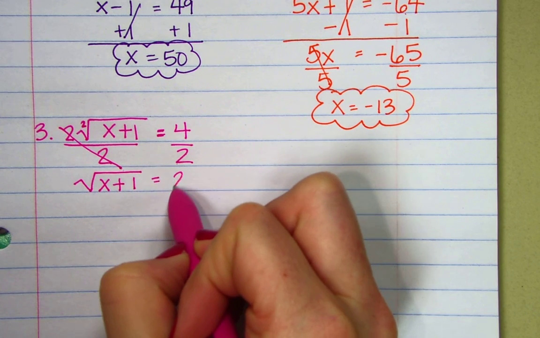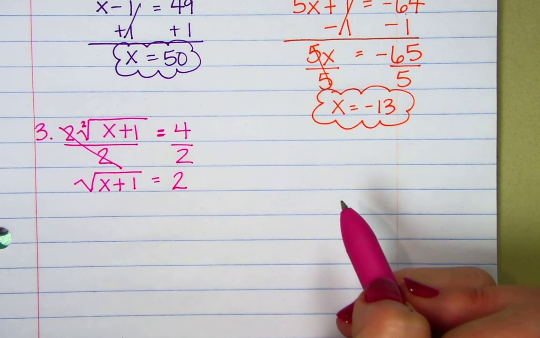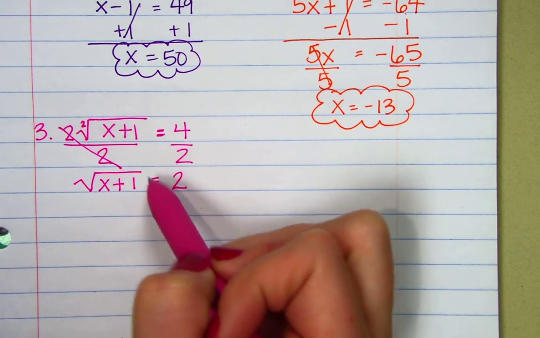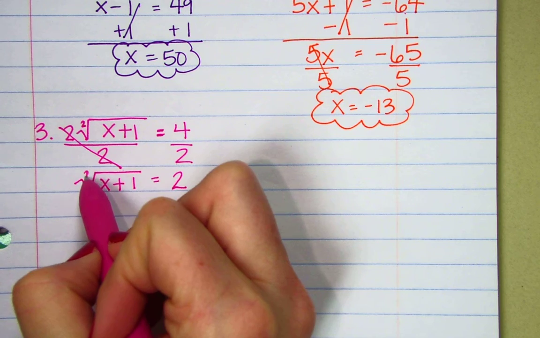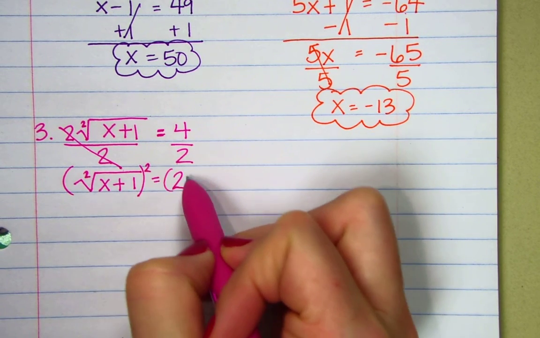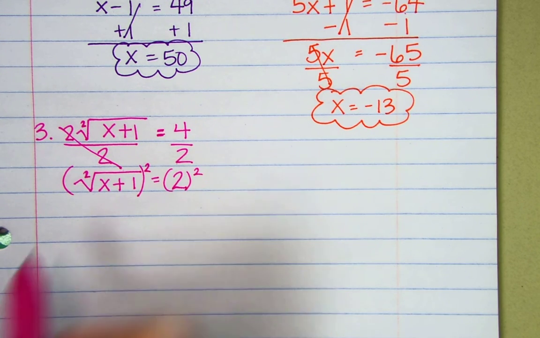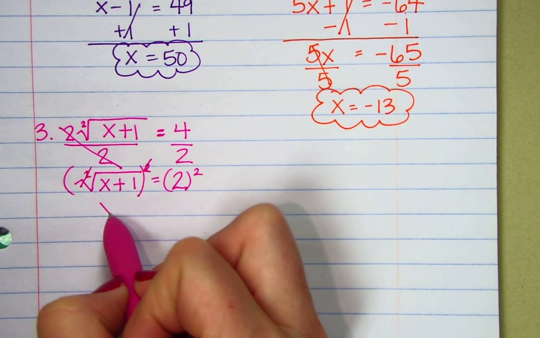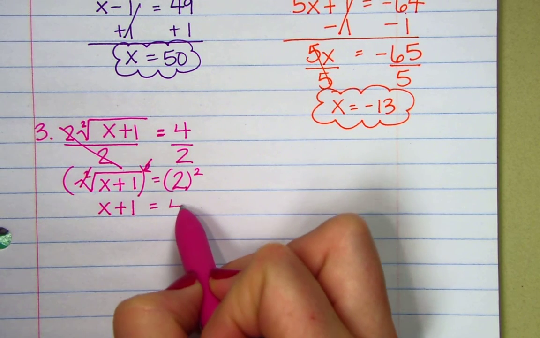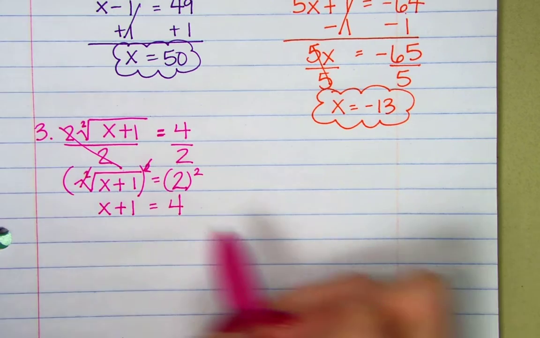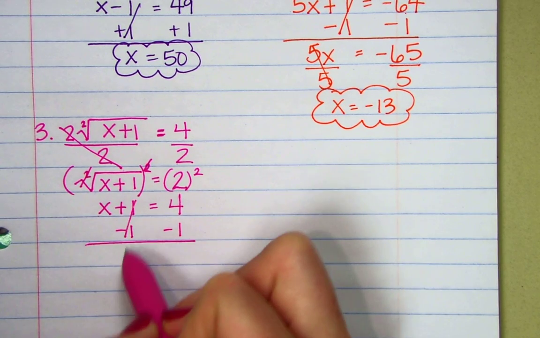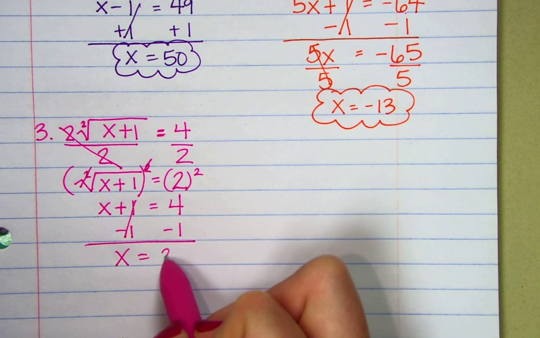Four divided by 2 is 2. Now all I have left on this left-hand side is the square root. To undo that, do the opposite of a square root, which is squaring it. I'm going to square both sides of my equation. Those will cancel out and leave me with x plus 1. 2 squared is 4, so x plus 1 equals 4. If I subtract 1, 4 minus 1 is 3.